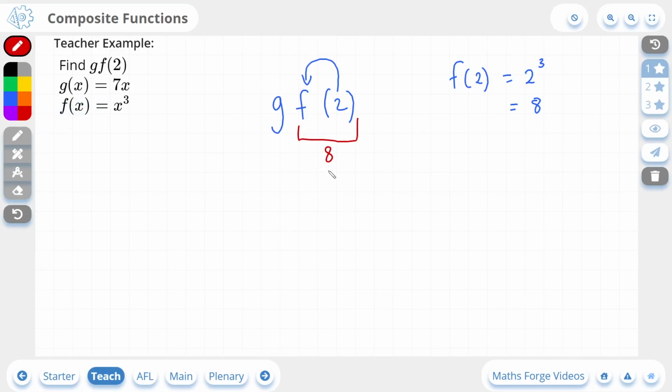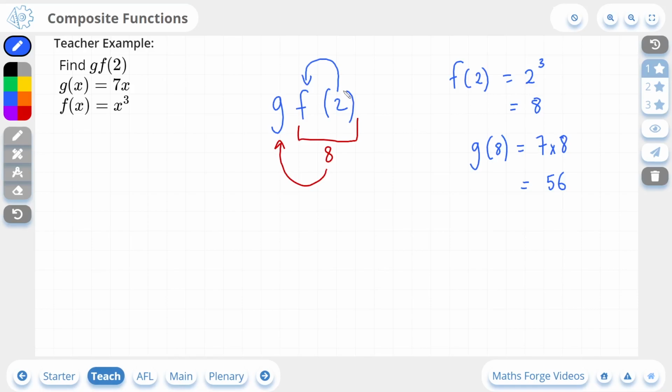We're then going to take the result of f of 2 and input that into g. And that looks like this. So g of x is equal to 7x. So we're going to replace the x with an 8. And this is going to equal 7x. But since the x was replaced by an 8, it's going to be 7 times 8. And 7 times 8 is 56. So our final answer should be 56.